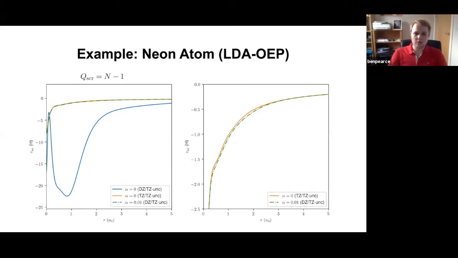Alternatively, you can see that the green dash-dotted curve is for adding a small complement term of alpha 0.01 and still using a smaller orbital basis of double zeta. The results for these two are actually very close together. The difference is obviously that the basis set is slightly different. You can clearly see that we are actually achieving the same OEP solution here.